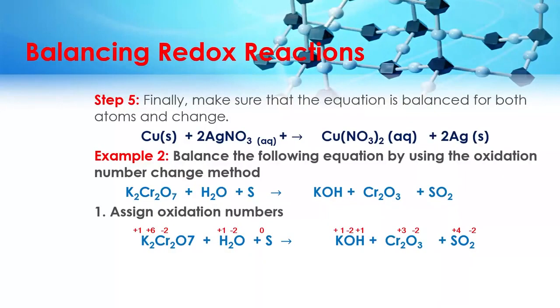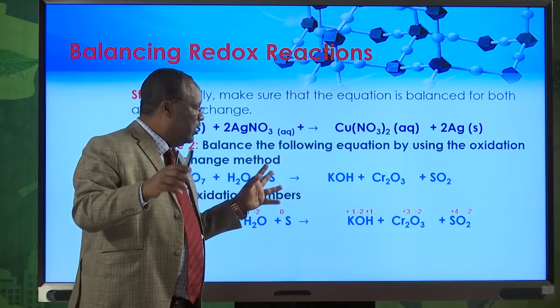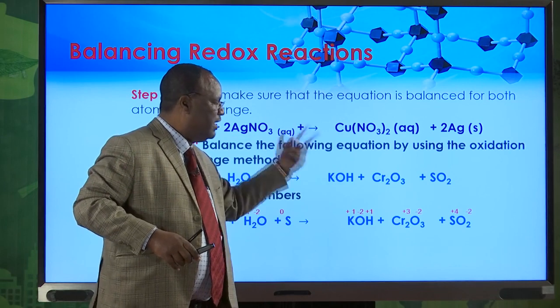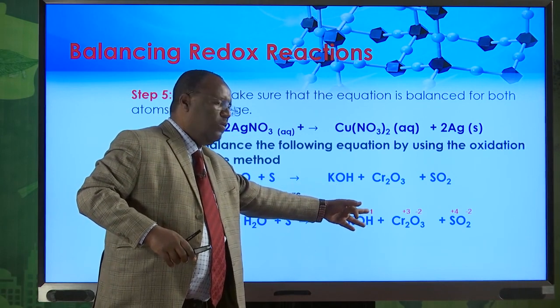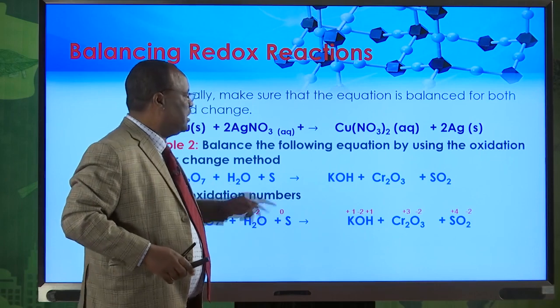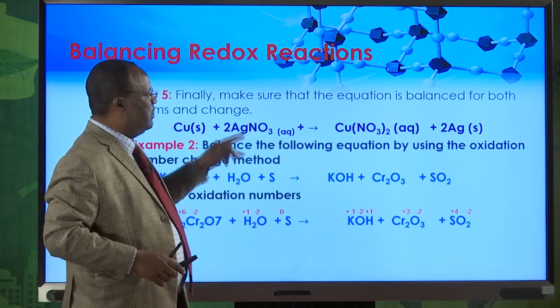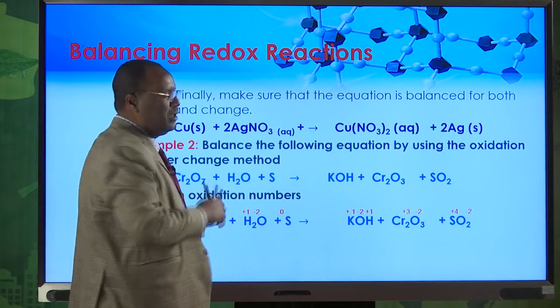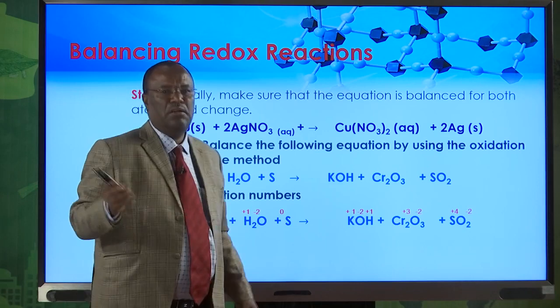And in this case, potassium always has oxidation number +1, oxygen -2, hydrogen +1. Chromium in this case is +3, because the oxidation number of oxygen is -2. The total change in the oxidation numbers, the electrons reduced or oxidized, must be equal to 0. So chromium in this equation has +3. On the other side, sulfur in sulfur dioxide has an oxidation number of +4. Oxygen, as usual, is -2.